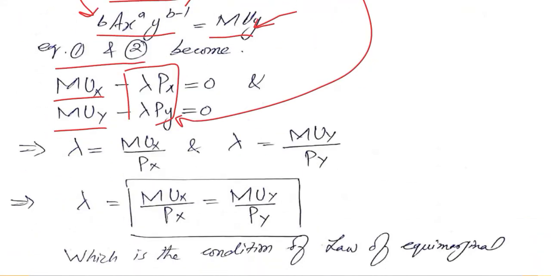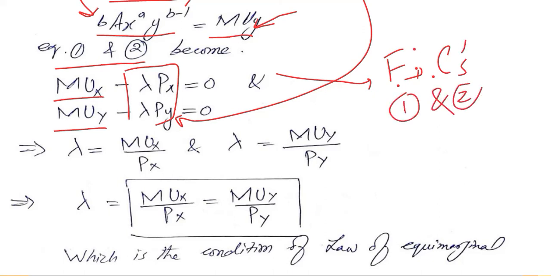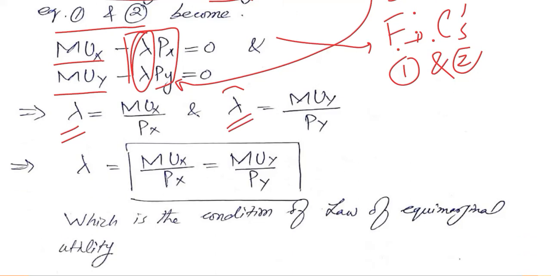And now, using these two equations that are based on the first order conditions, we can rearrange them, and we can extract the lambda value from both, because lambda is there in both. So we extract the value of lambda from both of these equations and then equate these values of lambda, and then we will get this expression because both of them are equal to lambda.